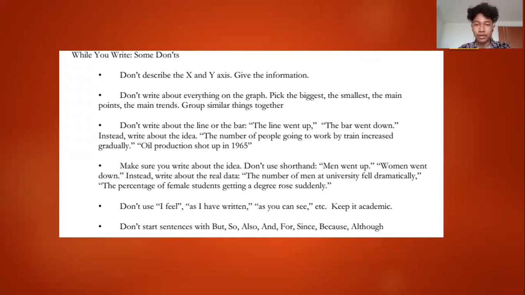Don't use I feel, as I have written, or as you can see, etc. Just keep it academic because it's academic writing. Please don't start a sentence with but, so, also, and, for, since, because, or although, because it's still common if you are writing about this kind of graph.